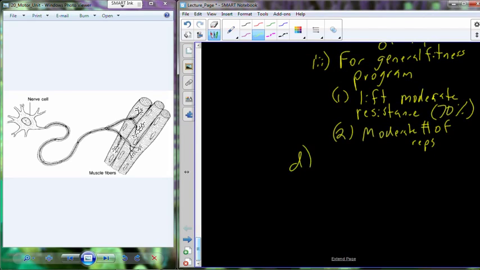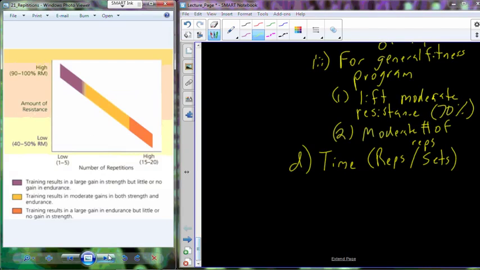How about time? How do we measure time in terms of muscle strength and muscle endurance? And it really comes down to reps and sets. So a rep, or a repetition, is an individual movement. So reps are going to be the number of individual movements.